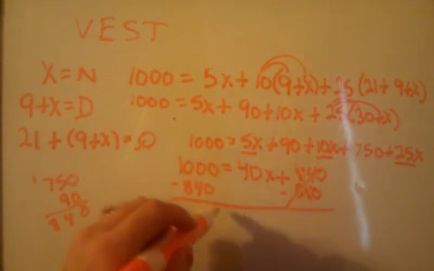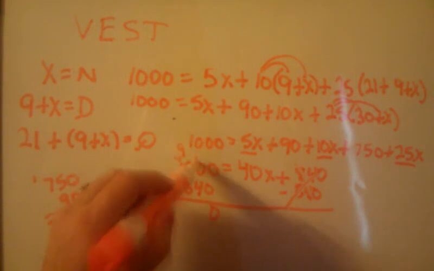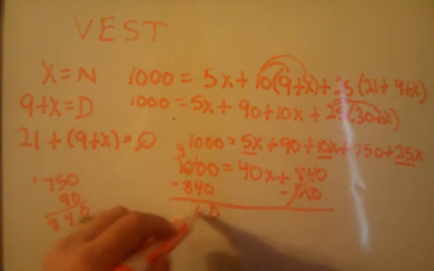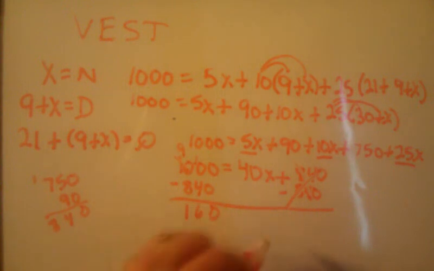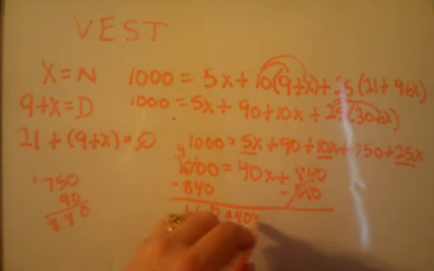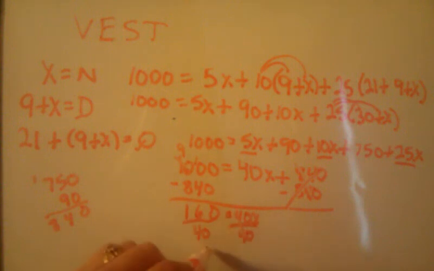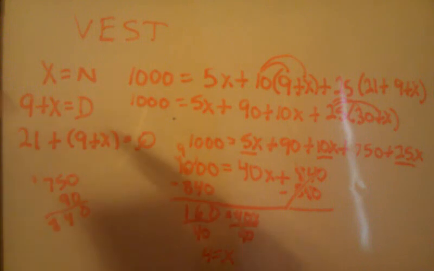So I get 0, borrow from the 10. 10 minus 4 is 6. 9 minus 1, 8 is 1. 160 equals 40x. So I have to divide both sides by 40. So 4 equals x. So I have 4 nickels.